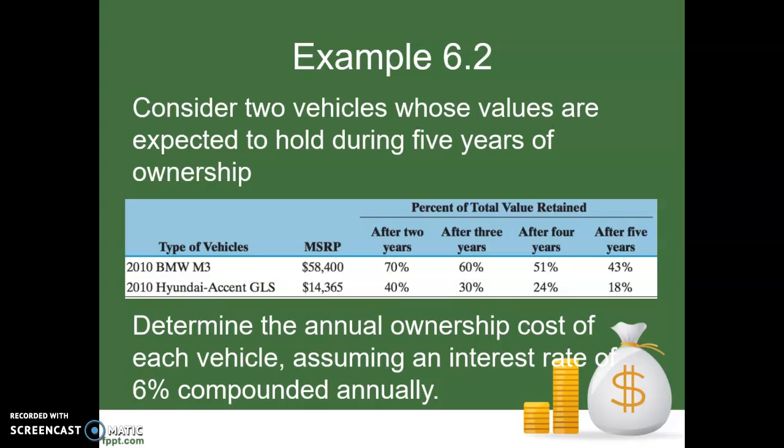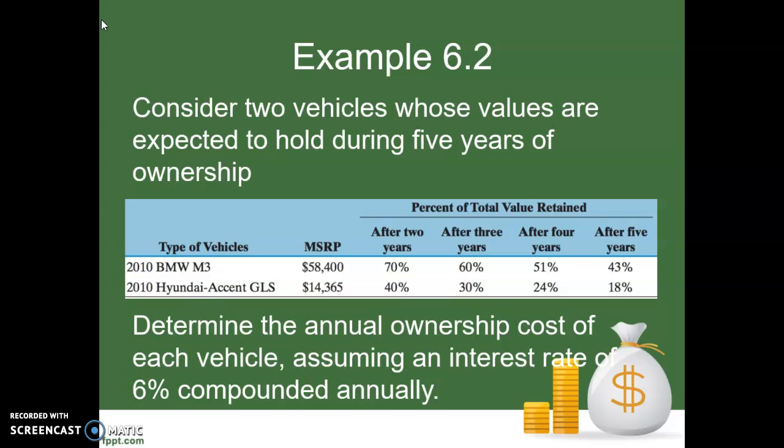This is example 6.2 from the textbook, where we are analyzing annual equivalent cost, or the cost of ownership. This is also called the capital recovery cost. So what we have here are two automobiles, a BMW M3 and a Hyundai Accent. We're just going to look at the BMW for now. And we want to know how much it costs per year to own this vehicle, what its annual ownership cost is. And we are going to assume that we have an interest rate of 6% compounded annually.